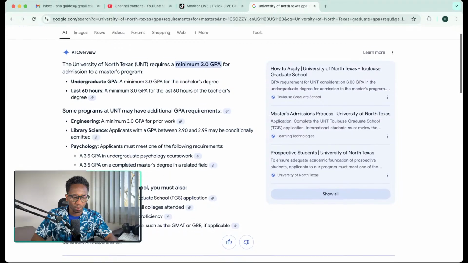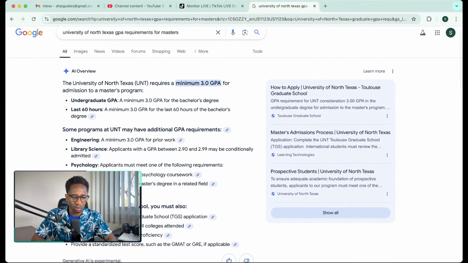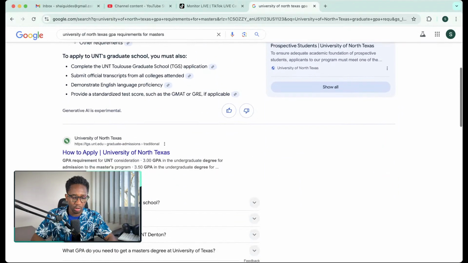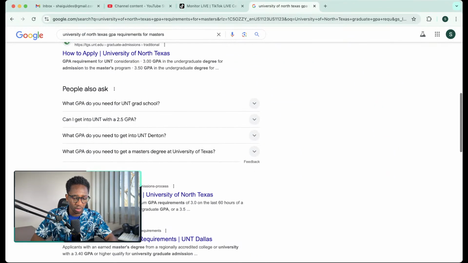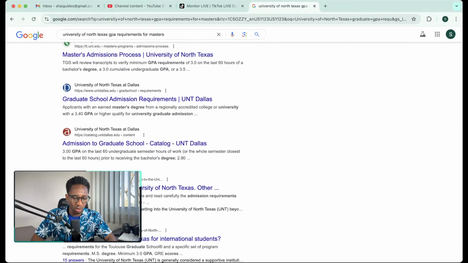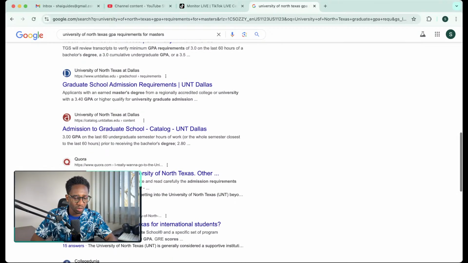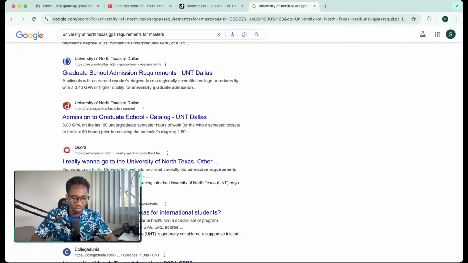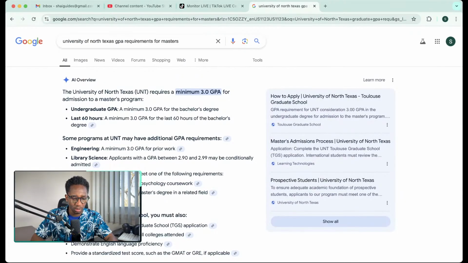So that's not what I expected. I am very sure I have explored the University of North Texas in the past, and I saw a minimum GPA of 2.75 or so. That's interesting.